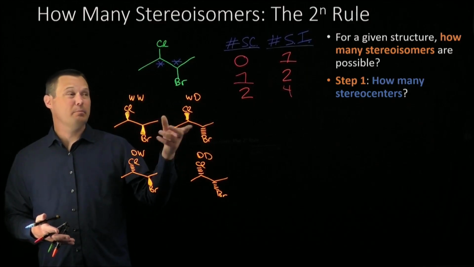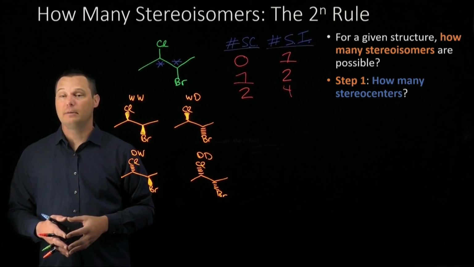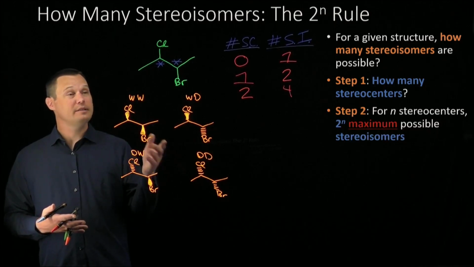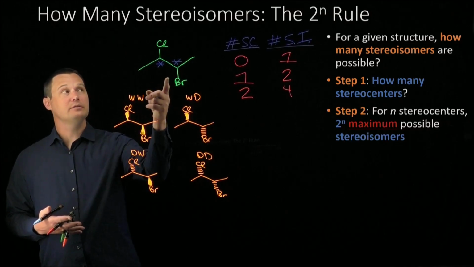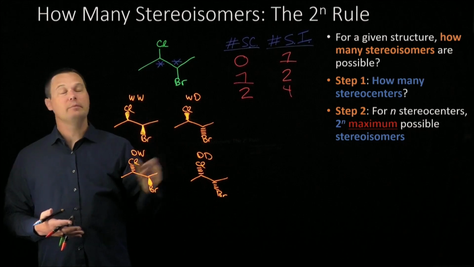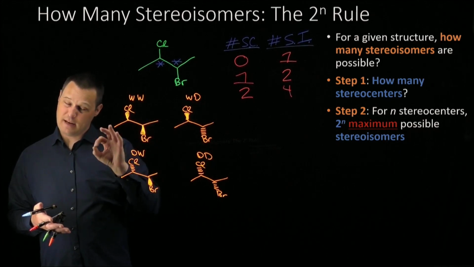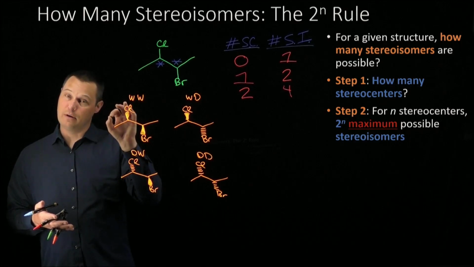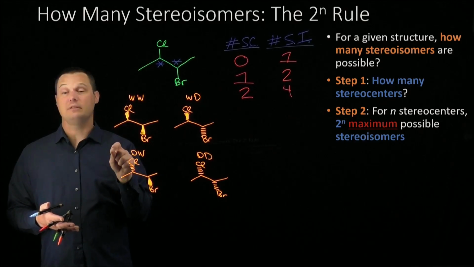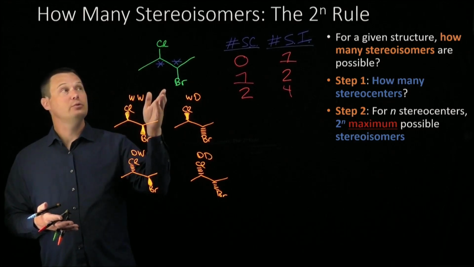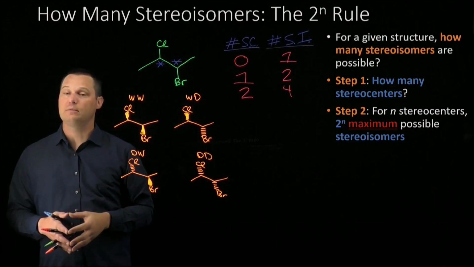In fact, there's 2 different patterns you might ascribe to the data we have so far. The mathematical pattern that we're uncovering is that for n number of stereocenters, 2 to the n is the maximum possible number of stereoisomers we could draw for that molecule. Let me be clear, it's not n number of stereoisomers squared. It's not 2 times the number of stereoisomers. It's 2 raised to the n power number of possible stereoisomers given a certain number of stereocenters.